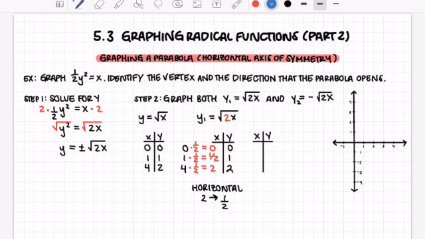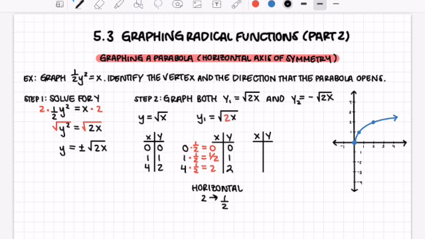So I'll plot that out first. We start off with (0, 0), then 1/2 goes up to 1, then 2 goes up to 2. So it kind of looks like an arch that looks like this. Make it a little nicer. Done. Okay, then the next one.